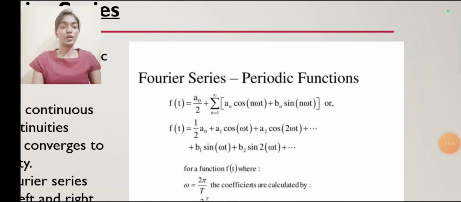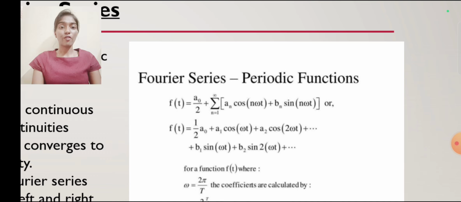Fourier series of periodic functions. f of t equal to a naught by 2 plus summation n equal to 1 to infinity a n cos n omega t plus b n sin n omega t, or f of t equal to 1 by 2 a naught plus a1 cos omega t plus a2 cos 2 omega t and so on, plus b1 sin omega t plus b2 sin 2 omega t and so on.